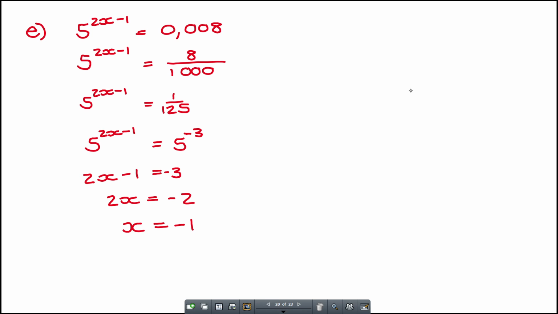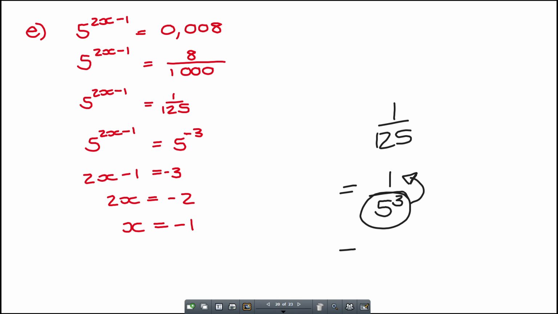So what I did is 1 over 125 is the same as 1 over 5 to the power of 3. And then this, I want to take to the top part of my fraction. And when I do that, the sign changes. So it becomes to the power of minus 3.